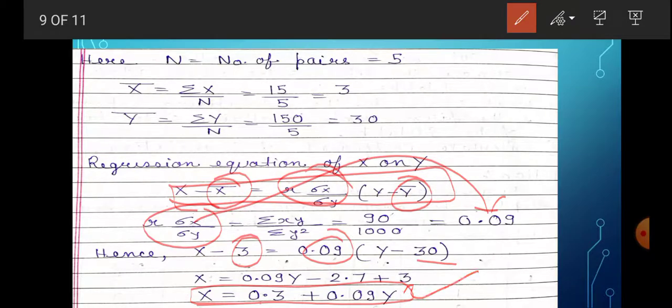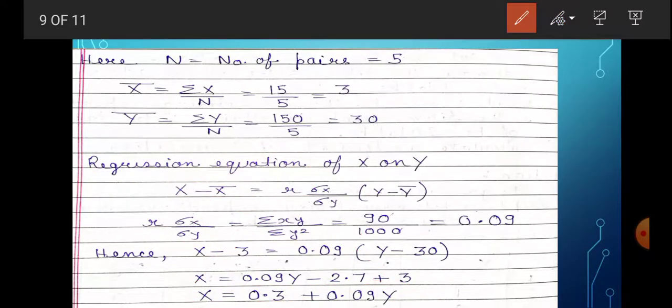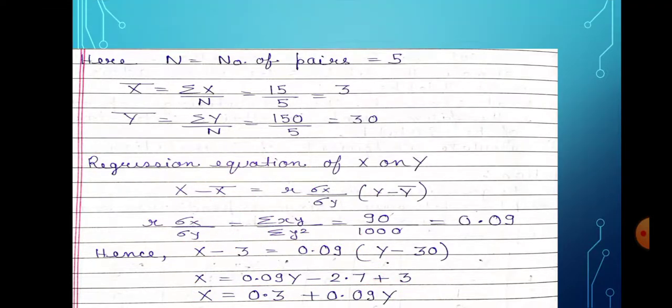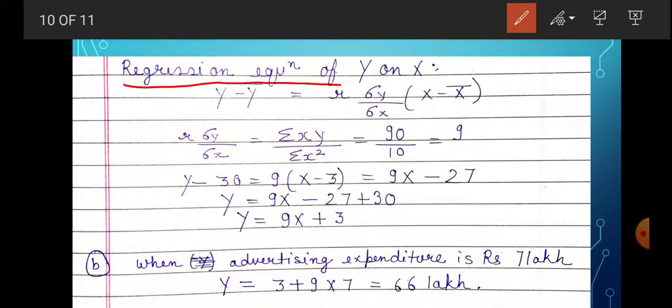Now if you know the value of y, then you can find out the value of x. And if you know the value of x, then with the help of the same equation you can find out the value of y also. But we are not doing so. Whenever this kind of thing is there, you have to first find out the regression equation of x on y, then the regression equation of y on x. Now next we are going to find out the regression equation of y on x.